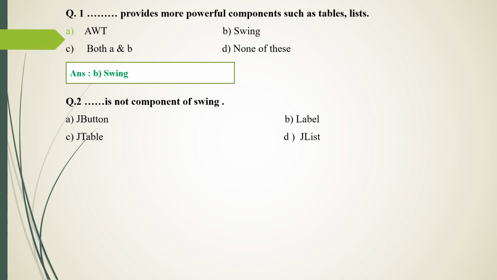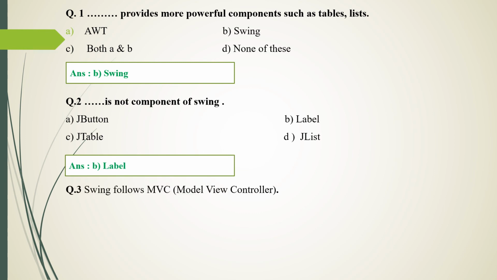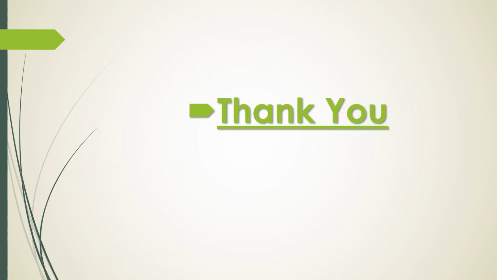As we saw, all classes present in the Swing package start with J. So Label is not a component of Swing, it is a component of AWT. So the answer of this question is Label. Label is not a component of Swing. Last question, Swing follows MVC, that is Model View Controller. The answer is true. Thank you.